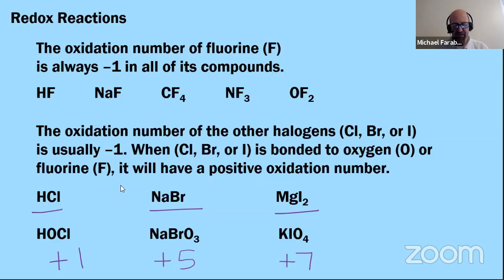I'm going to give you some practice with how you can figure out the oxidation number within a compound, because I did that really fast and didn't break it down for you. So if you're confused about why chlorine is +1, or bromine +5, or iodine +7 in these compounds, let me give you some practice where I can slow that process down.